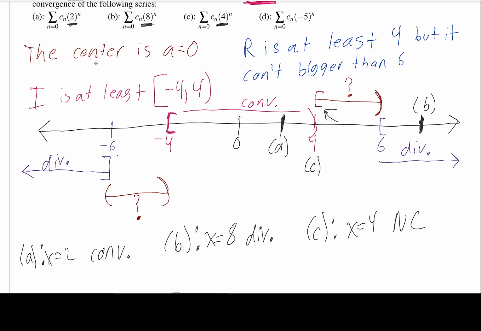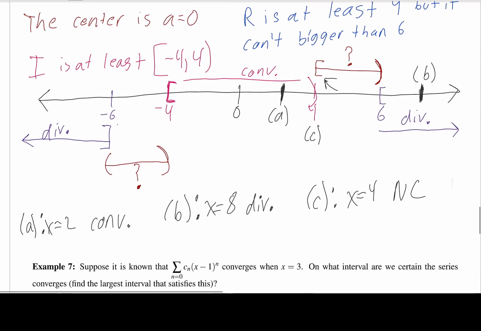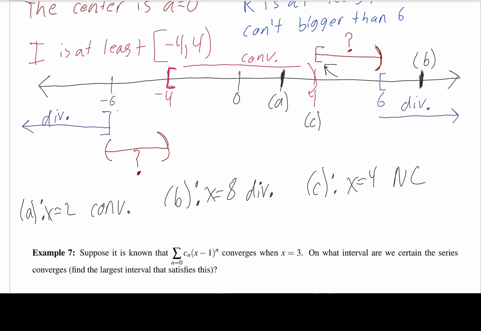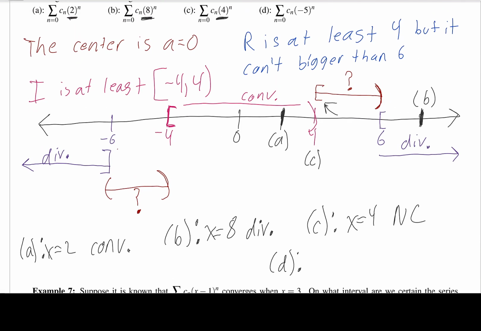Now, for the next part, we will have part D. Let's see, we can put it right here. For part D, we're given that x is equal to -5. And so notice that x equals -5 sits in here. Right, so this is part D. And so that's going to lie in this maroon area. And so again, we say that there's no conclusion.